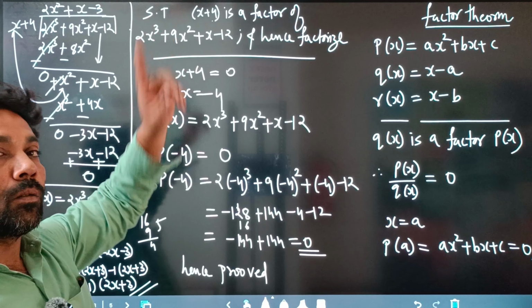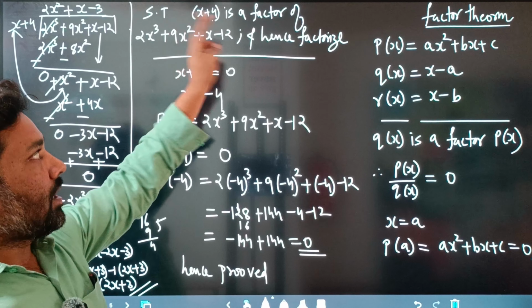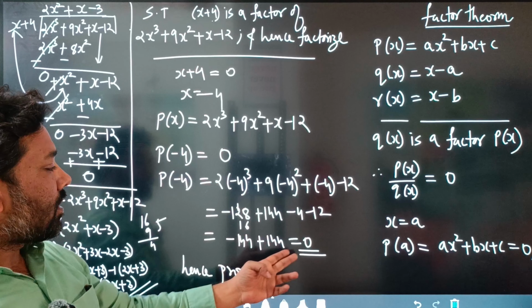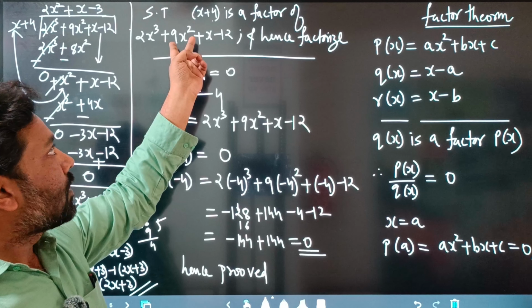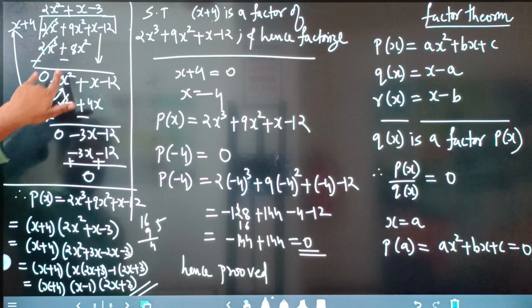The power is 3, so in total there are 3 factors. x plus 4 is one of the factors. Hence, one of the factors we got. Since we got 0, we can clearly say that x plus 4 is one of the factors. What about the remaining 2 factors? So the remaining 2 factors we get by the long division method.